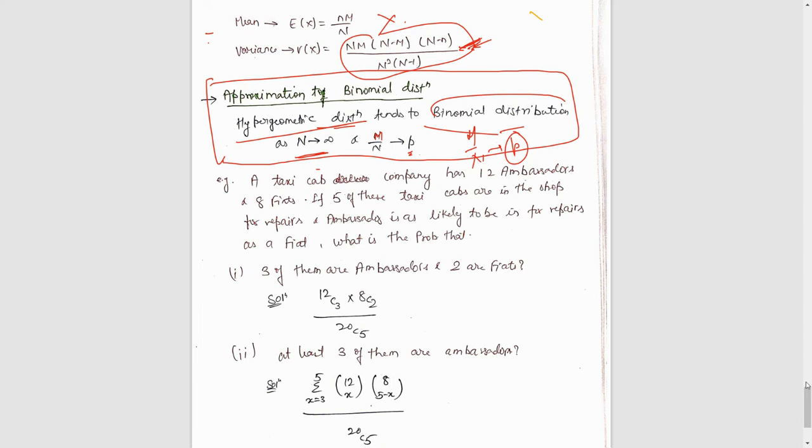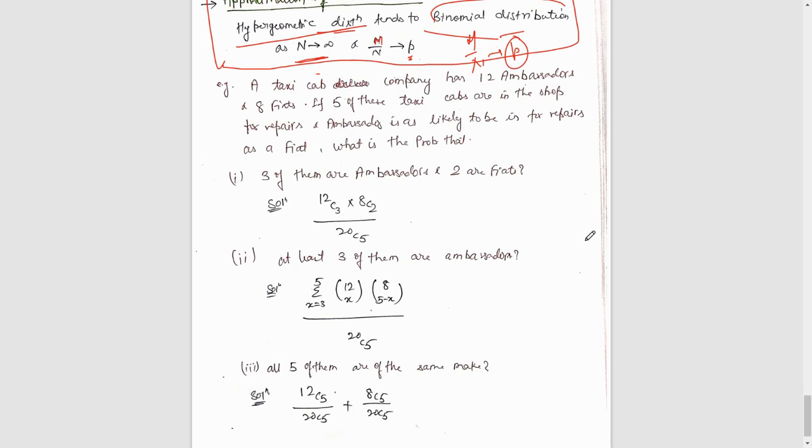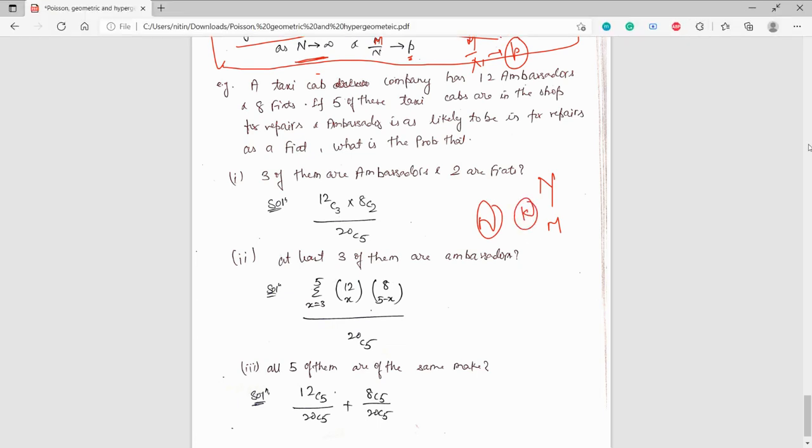Okay, let's see a simple example based on the same setup. The setup will be just the same. There will be some capital N, there will be some small n, then there will be some number of successes, then there will be something k. Okay, the same setup will be there. So this should be our last point of discussion today.